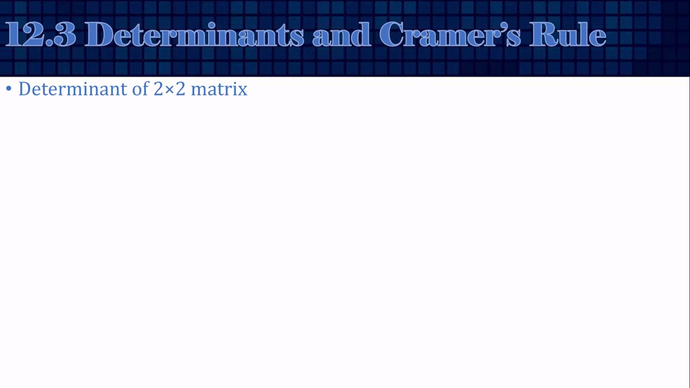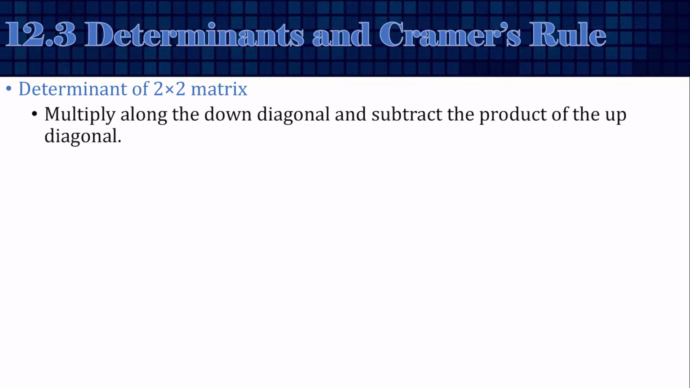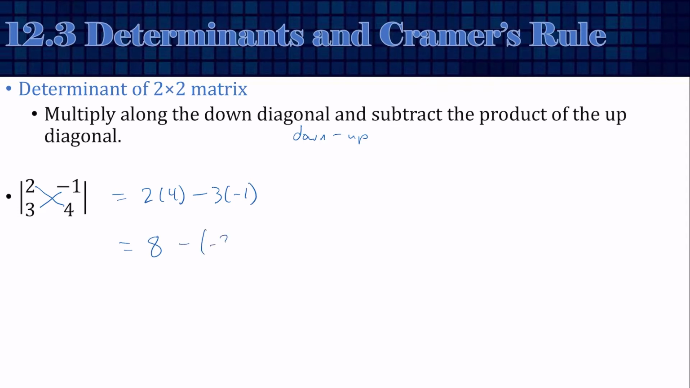So how do we find the determinant of a 2 by 2 matrix? We multiply along the down diagonal and subtract the product of the up diagonal. So it's down minus up. For this one, it's down, which is 2 times 4, minus the up, 3 times -1. So that'll be 8 minus -3, which is 11.